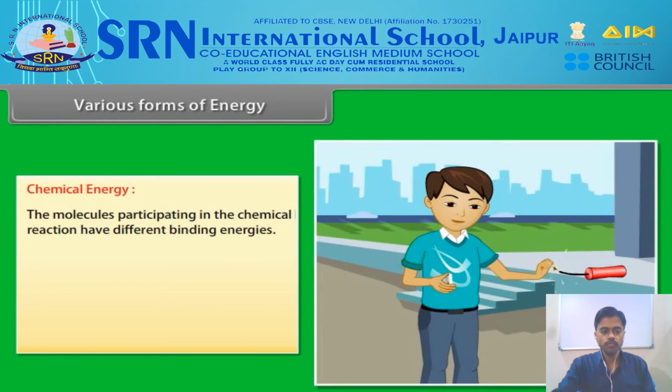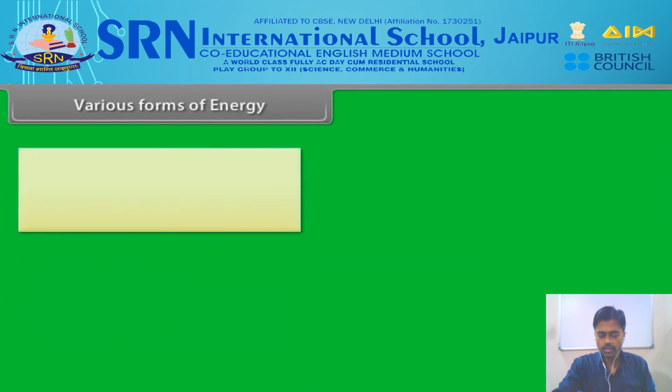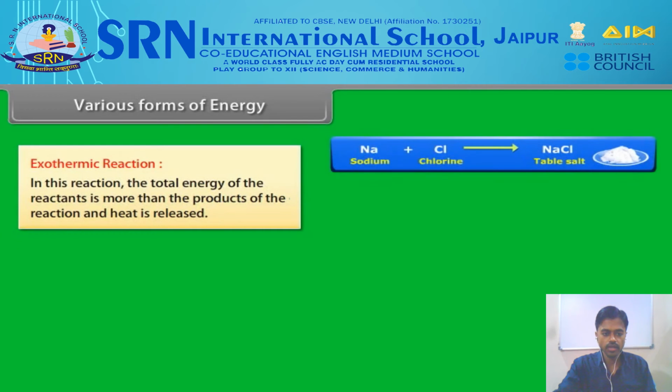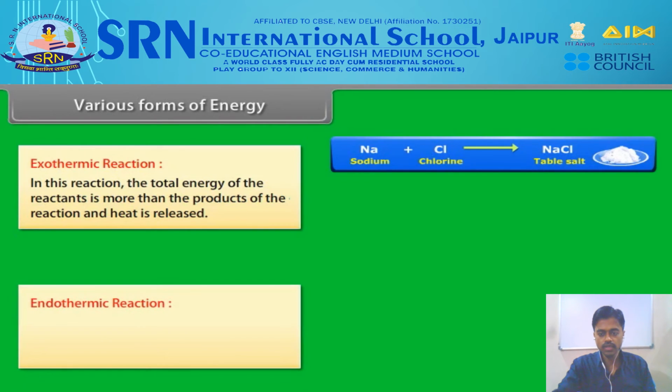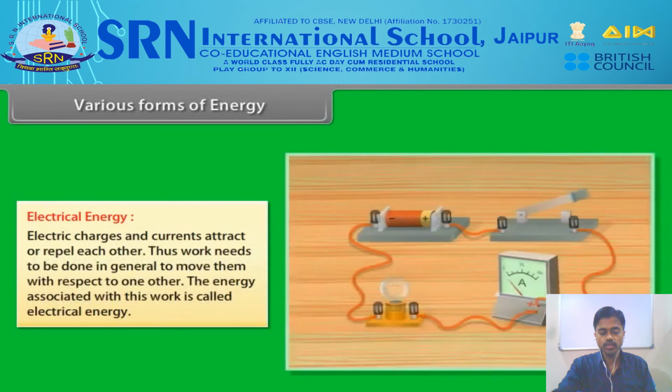The next type of energy is chemical energy. Molecules participating in a chemical reaction have different binding energies, and this chemical reaction will give us chemical energy. We can say a chemical reaction is basically a rearrangement of atoms. There are two types of chemical reactions, exothermic and endothermic. In exothermic, heat is produced after the reaction. Here the example is Na plus Cl gives NaCl. In this reaction, heat is generated. In endothermic, the total energy of the reactants is less than that of the product.